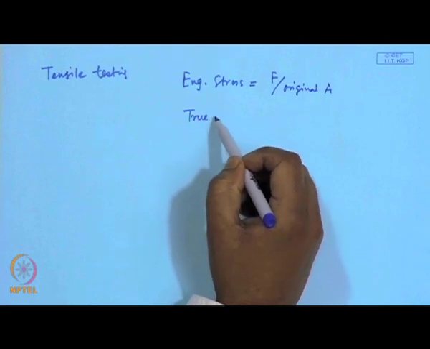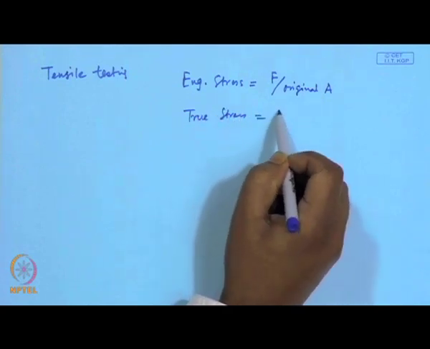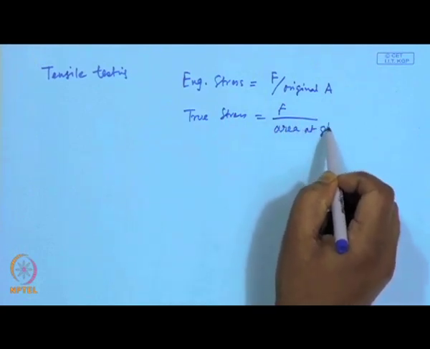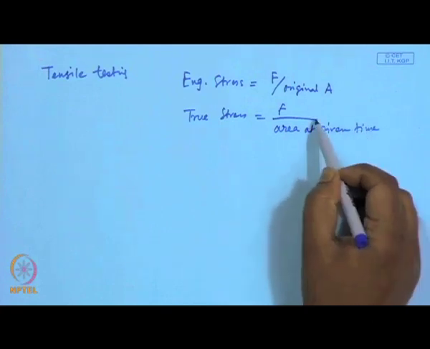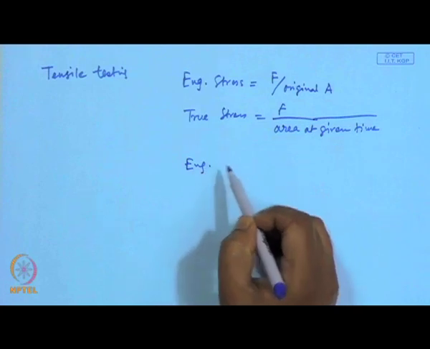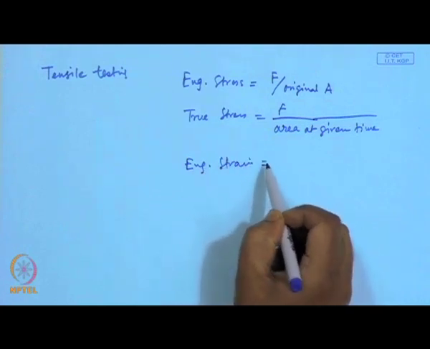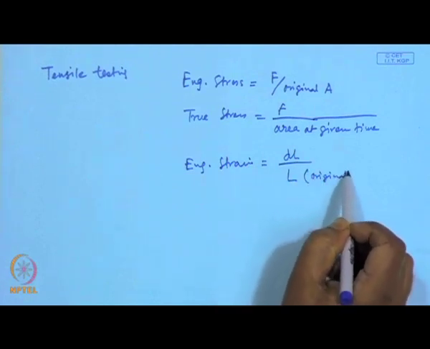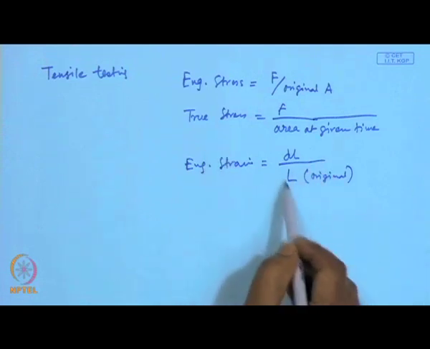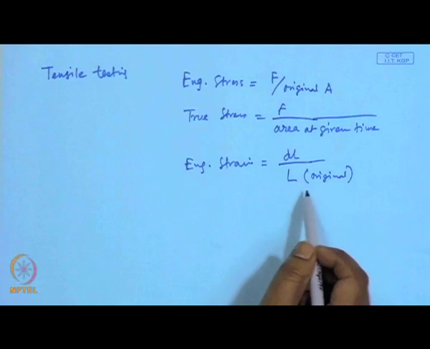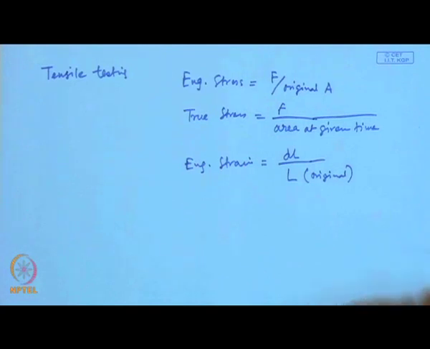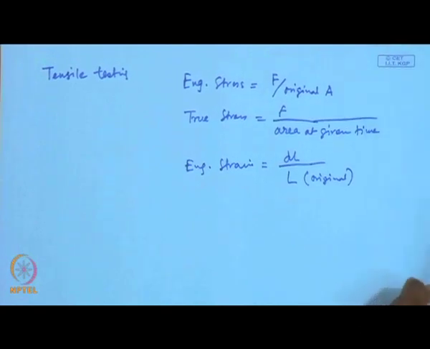and true stress is changing, it is basically the force by the area at a given time. Similarly, engineering strain is given by dl by the original length, whereas true strain would be based on the L at a given time. So, that is the true strain. This true stress and true strain are difficult to measure. So, generally we consider engineering stress and engineering strain all the time.